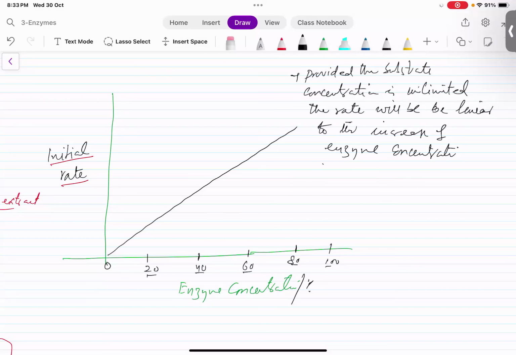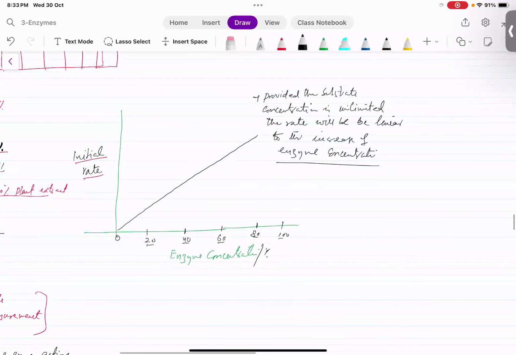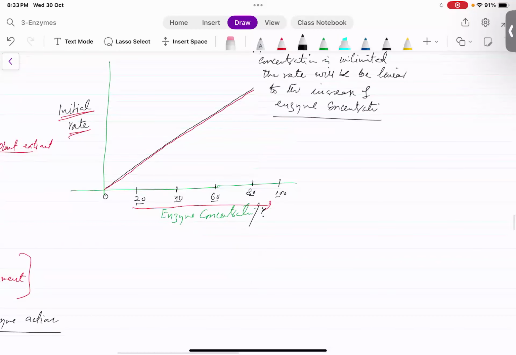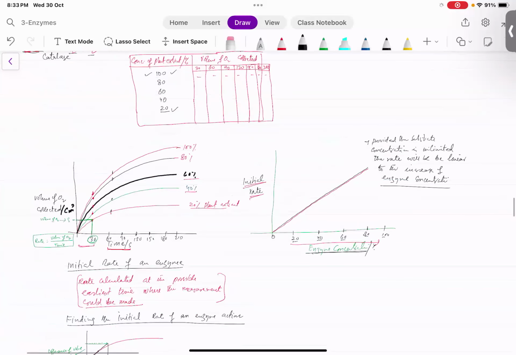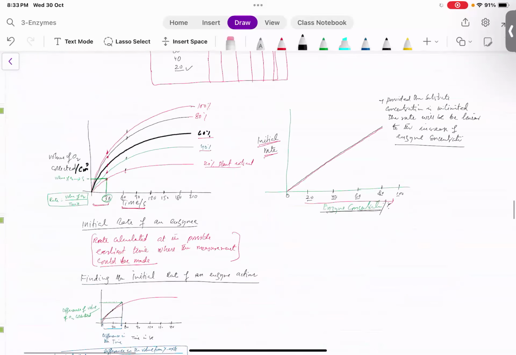Now we might be asked to explain this graph, why increasing the enzyme concentration increases the initial rate of enzyme action, and why do we get this linear curve? The reason is very simple: as you are increasing the enzyme concentration, there are more active sites available and there would be more enzyme substrate complexes formed, and that would have a higher rate of an enzyme action, right? So that's about the effect of an enzyme concentration on the rate of an enzyme action.